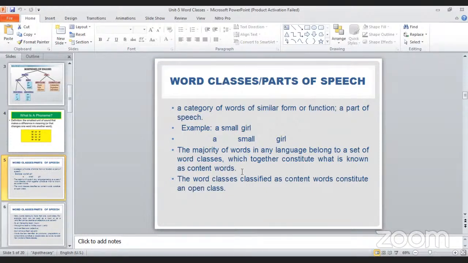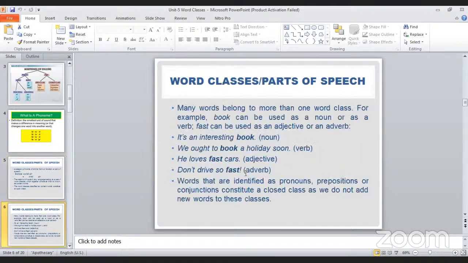Now let's look at the next point here. Many words belong to more than one word class. Word class is something you will understand very clearly as we go along the unit, what we mean by word class. For example, book can be used as a noun or as a verb.